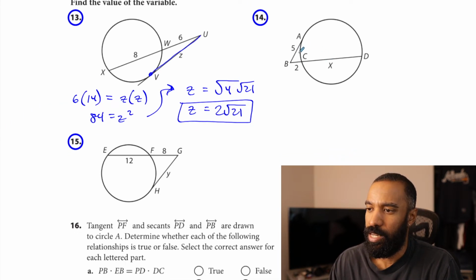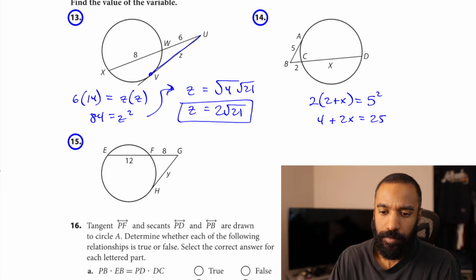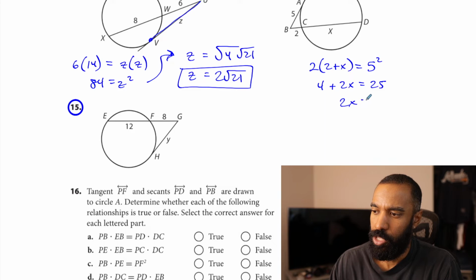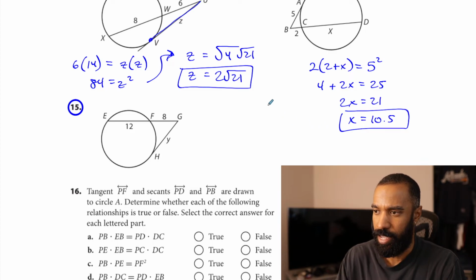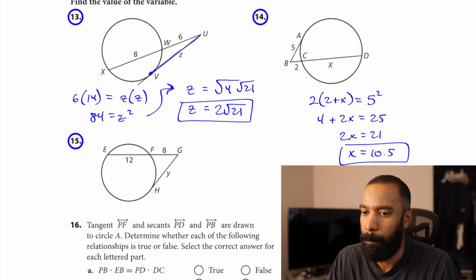All right, number 14, outside times whole: 2 times 2 plus x equals outside times whole, that's 5 squared, 5 times itself. Distribute: 4 plus 2x equals 25. Subtract 4, divided by 2, you get 2x is 21 and x is 10 and a half. I'm going to put the exacts if they can be exact right there. They just say find the value of the variable, and that's it for that one.